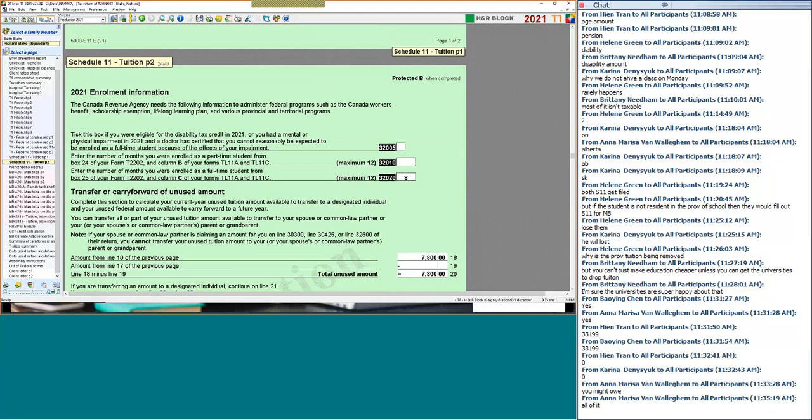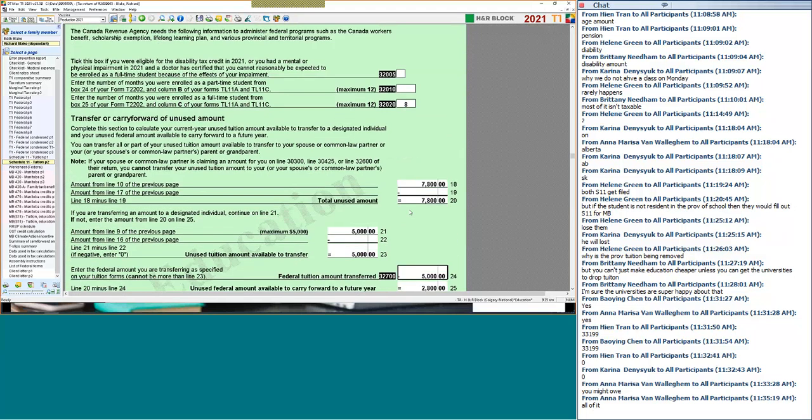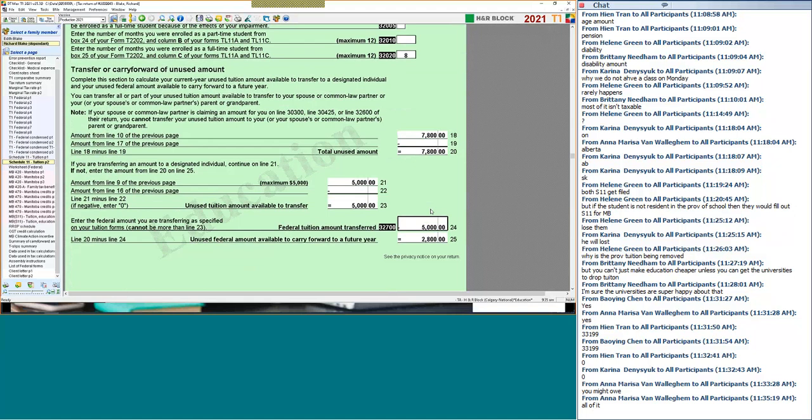I am going to fill in the 8 months here. That's important for the provincial schedule. If you don't have a number in there, you won't be able to use the education amount on your provincial schedule. So that is critical because we want those textbook and education amounts provincially. He can transfer the max of $5,000. He's going to choose to transfer $5,000.